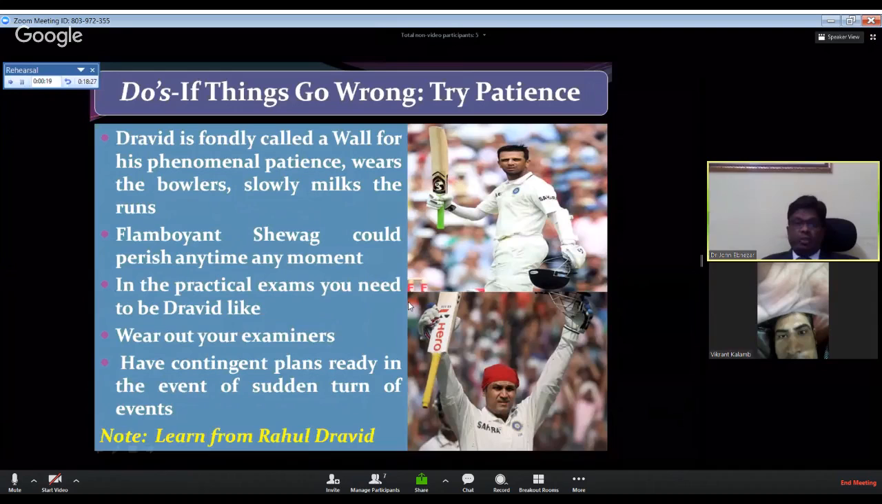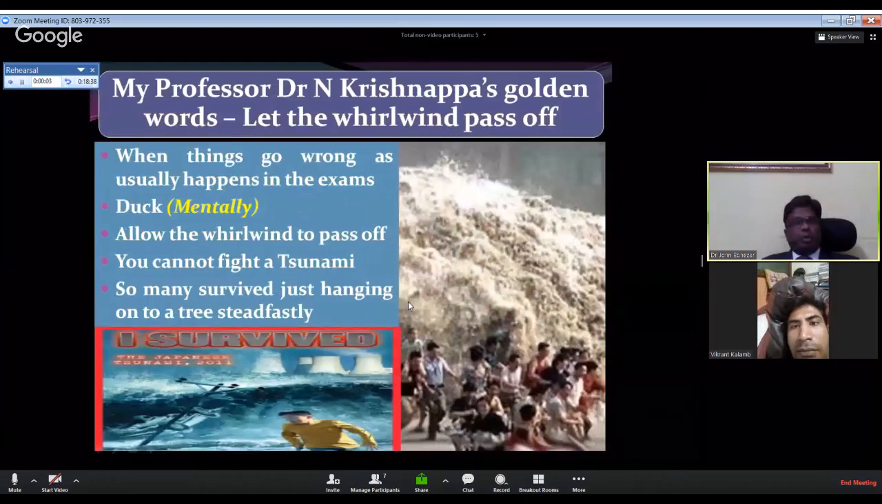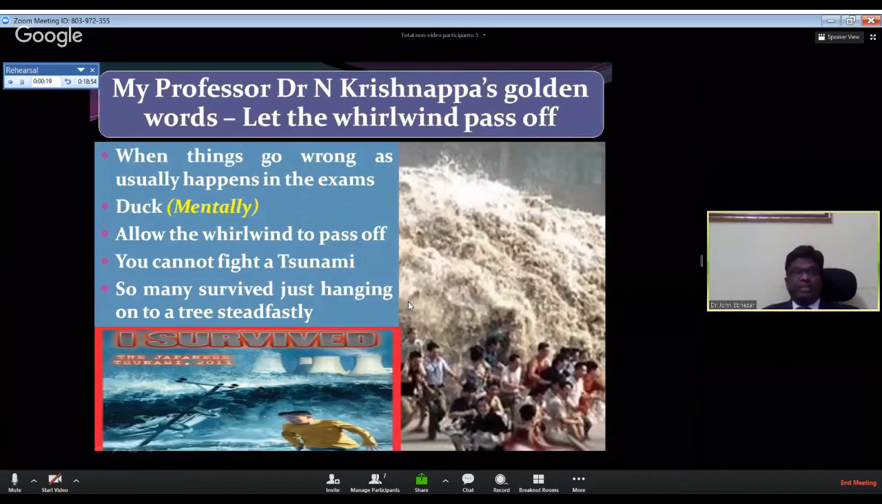In the practical exams, you need to be patient. Have contingent plans ready for any sudden turn of events. Learn from Rahul Dravid. My professor, Dr. N. Krishnappa's golden words: when you are struck with a bad situation in the exam, let the whirlwind pass off. When things go wrong, as sometimes may happen in exams, duck mentally, allow the whirlwind to pass off. You cannot fight this tsunami. So many survive just by hanging out until the storm passes.